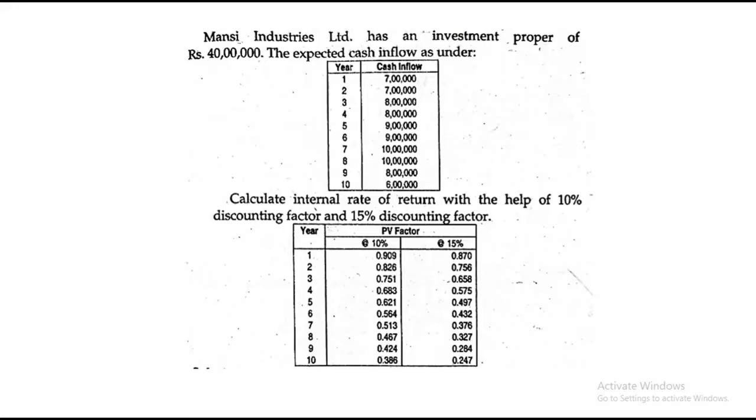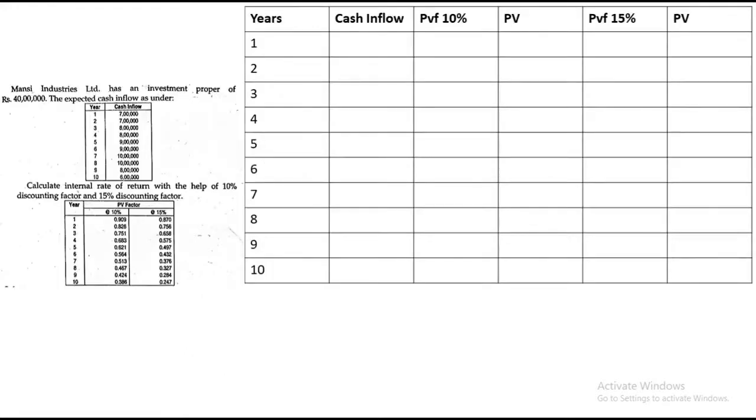The question says calculate IRR with the help of 10% discounting factor and 15% discounting factor. So there are two different types of PV factors that are given to you. So we have to find NPV twice, one with the 10% PV factor and the other one with the 15% PV factor. So now let us see how to solve such kind of sum. Okay, I will note down the question in the corner.